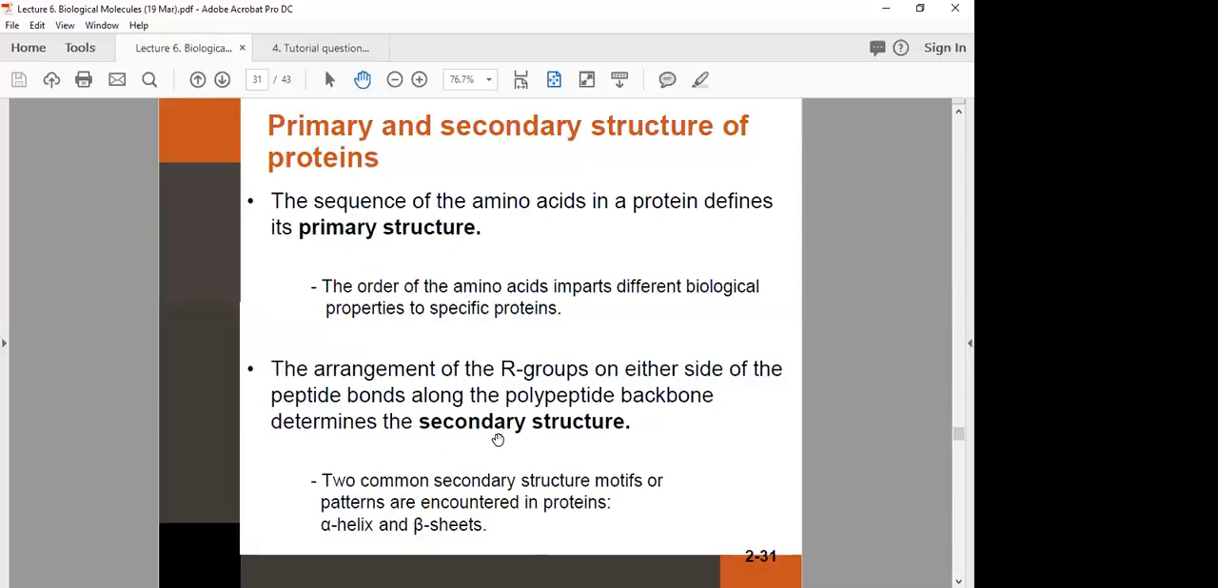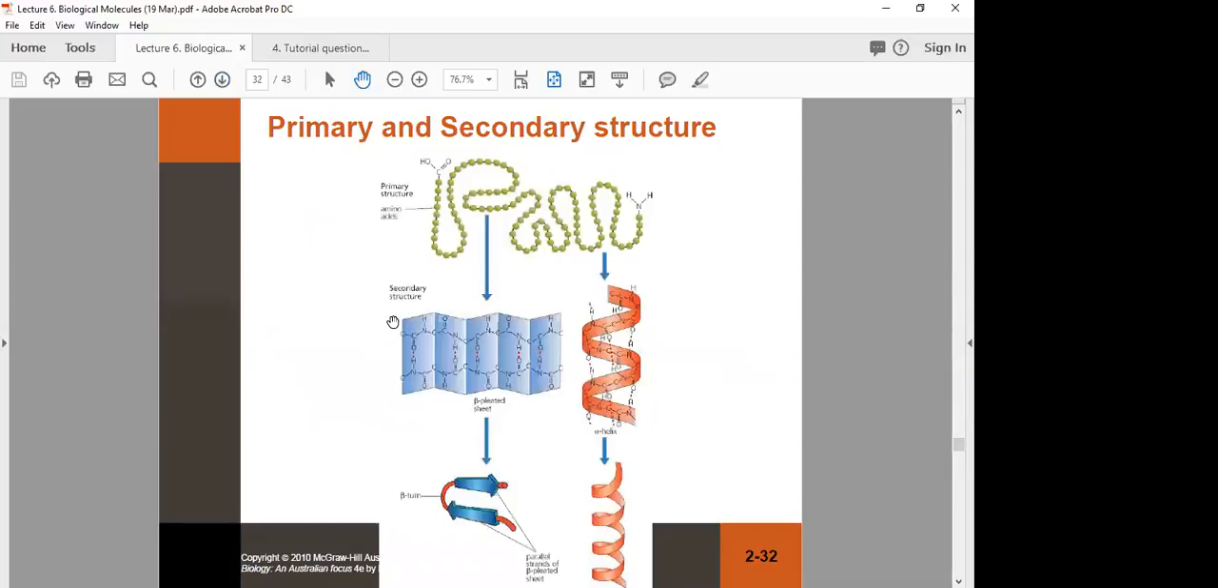Okay, secondary structure. What's meant by secondary structure? Secondary structure is determined by the arrangement of those variable R groups or side chain groups on either side of that polypeptide chain. And depending on how they're arranged, one or both of these different patterns can be seen. One's called the alpha helix pattern or motif, and the second is called the beta sheet or beta pleated sheet. Let's look at those here.